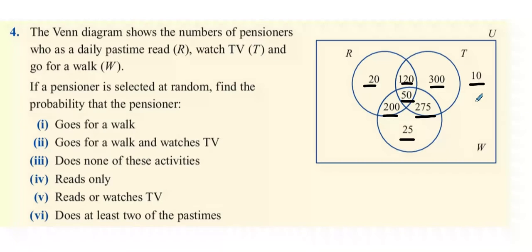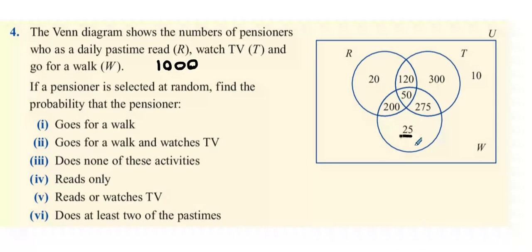What did you get, Heyman? Heyman says 1,000. Does anybody confirm Heyman's 1,000? Yes. Okay, 1,000. Now, first thing, how many of them go on a walk?